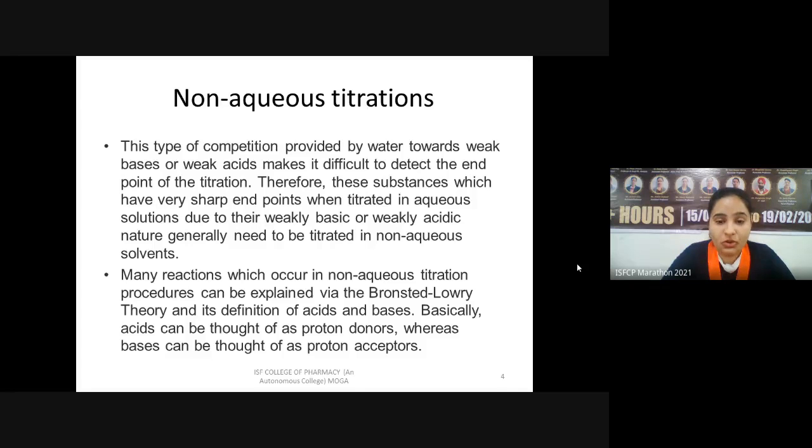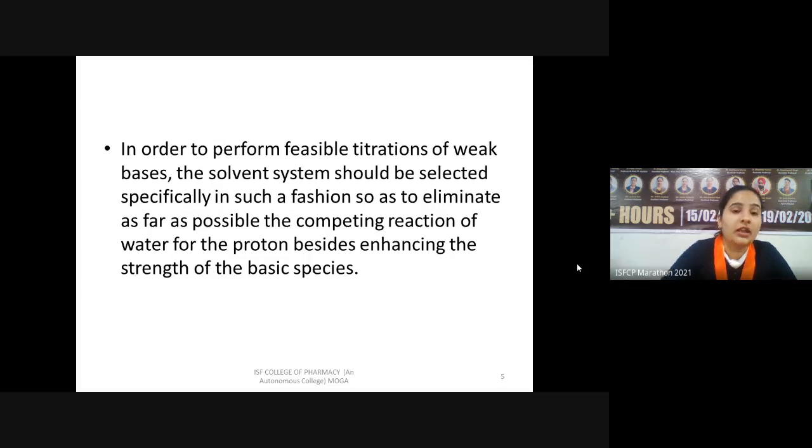Next, in order to perform feasible titrations of weak bases, the solvent system should be selected specifically so as to eliminate, as far as possible, the competing reaction of the water for the proton, besides enhancing the strength of the basic species. So the solvent should be selected in such a manner that we can eliminate the competing reactions of water as far as possible.